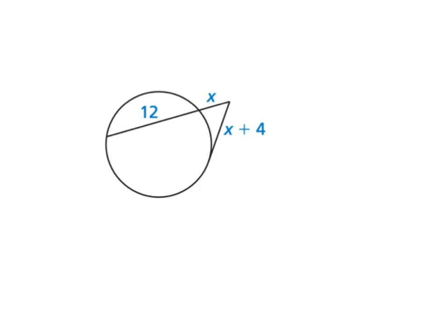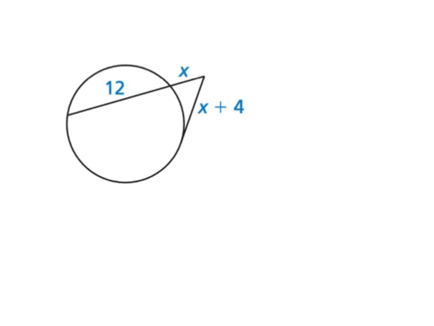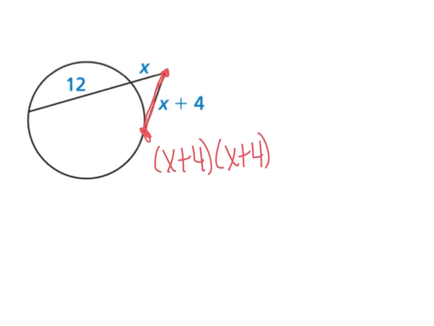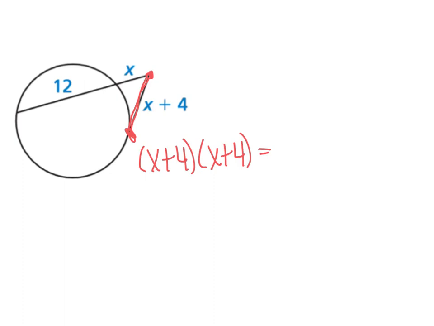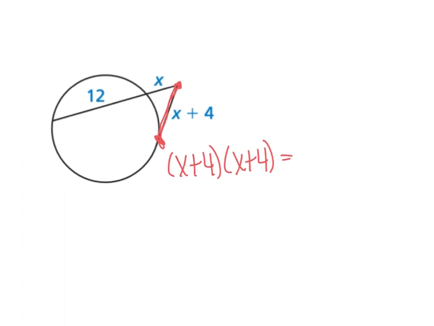Okay, last one here. We have a tangent because it's on the outside and it only touches once. So that tangent, the outside part, is x plus 4. The whole thing is x plus 4. The other one is our secant. That's going to be the blue. The outside part is x. The whole thing is x plus 12.